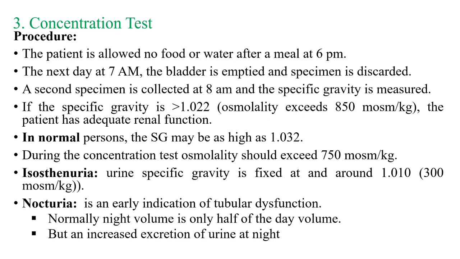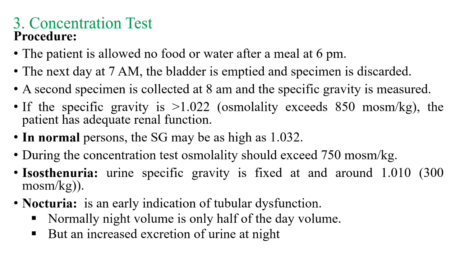If the specific gravity is more than 1.022, that means the patient has adequate renal function, meaning no damage is there, and osmolality is more than 850 milliosmoles per kg. In a normal person the specific gravity may be as high as 1.032. So during the concentration test, osmolality should exceed 750 milliosmoles per kg.